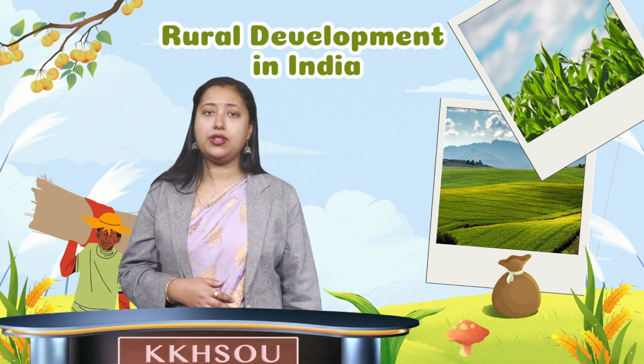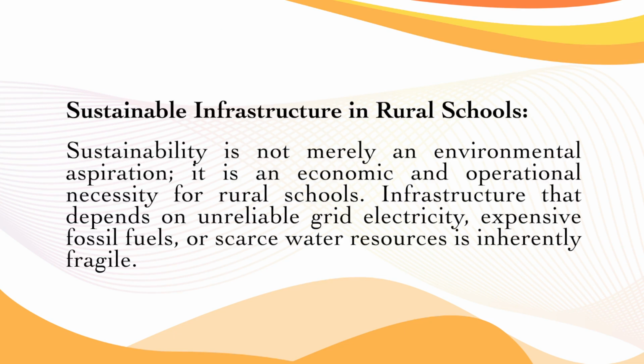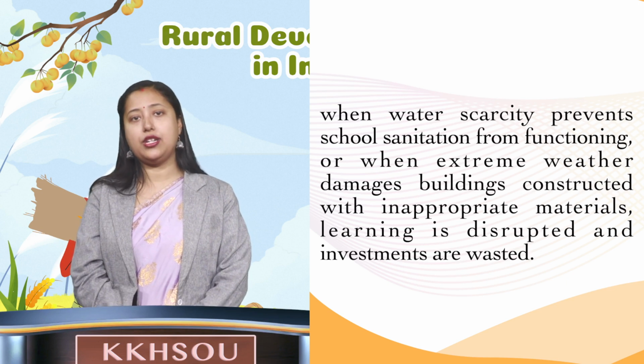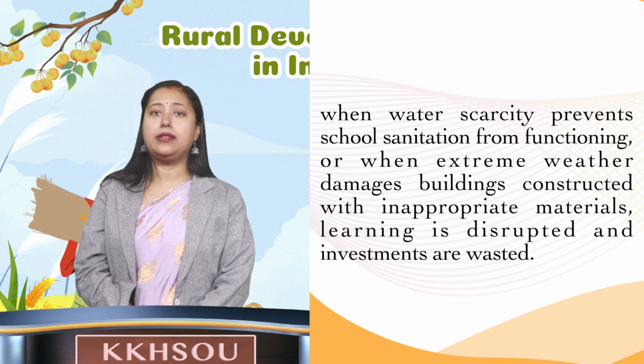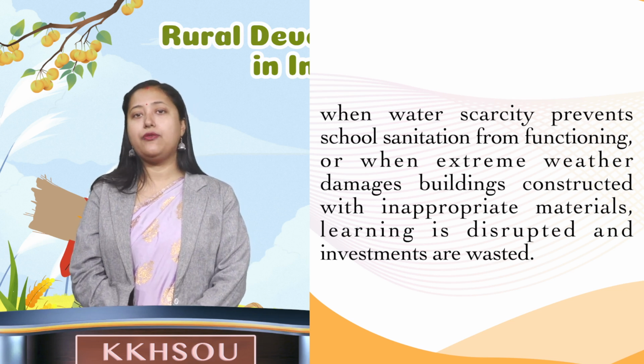Next comes the sustainable infrastructure in rural schools, because this is very important. If we talk about infrastructure, it should be sustainable infrastructure. So sustainability is not merely an environmental aspiration, it is an economic and operational necessity for rural schools. Infrastructure that depends on unreliable grid electricity, expensive fossil fuels, or scarce water resources is inherently fragile. When power cuts disable digital equipment, when water scarcity prevents school sanitation from functioning, or when extreme weather damages buildings constructed with inappropriate materials, learning is disrupted and investments are wasted.